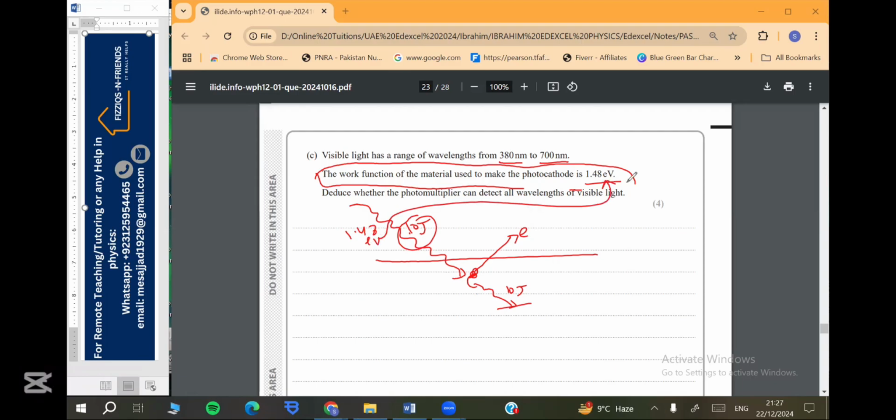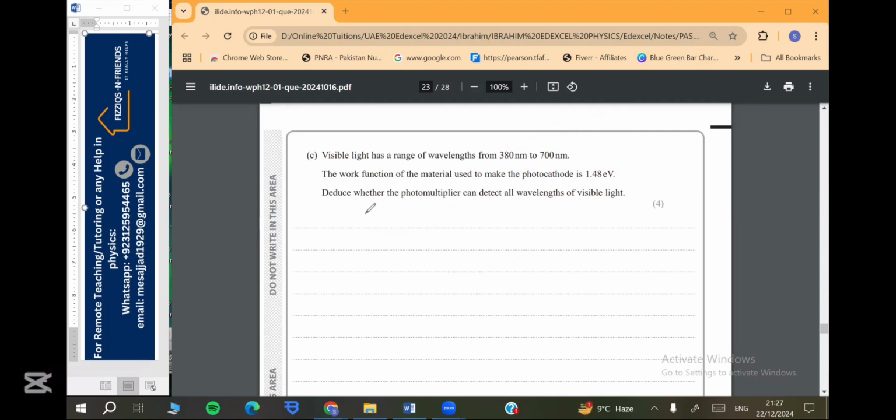Now, we need to check if the 380 nanometer wavelength light has this energy, 1.48 eV, or not. If the 380 nanometer wavelength light has this energy, it means the photoelectric effect will happen and it will be detected. Similarly, we have to check for 700 nanometer as well. And if the light has this much energy, it will be detected automatically. So for that, we will write the equation.